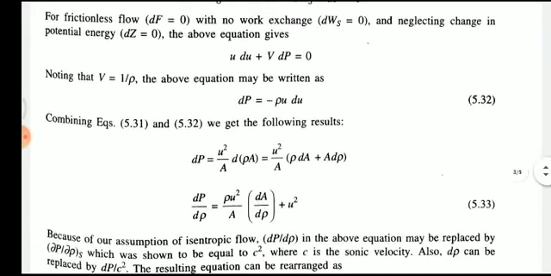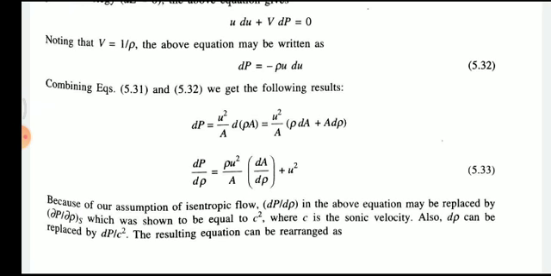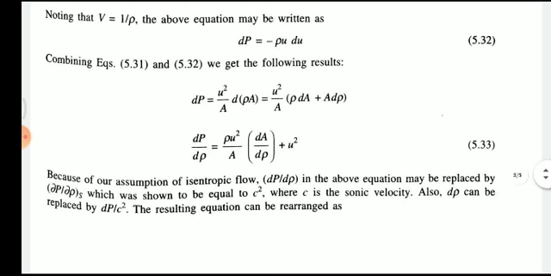Then at the last we discuss the isentropic flow, for which we are developing the equation. After equation 5.33, it will continue. Because of our assumption of isentropic flow, dp upon d rho in the above equation may be replaced by del p by del rho at constant s, which was shown to be equal to c square, where c is the sonic velocity. Also, d rho can be replaced by dp by c square, so the resulting equation can be rearranged.